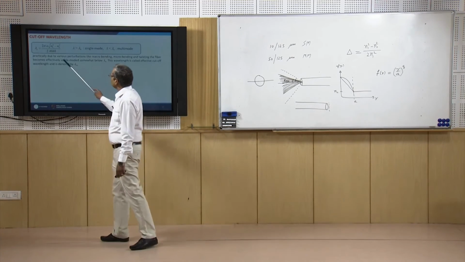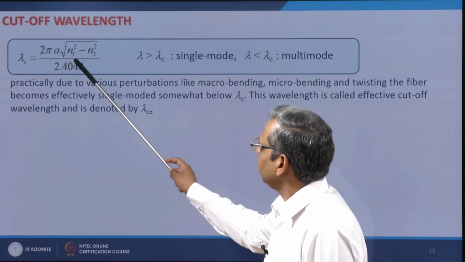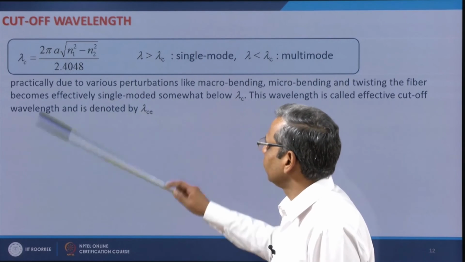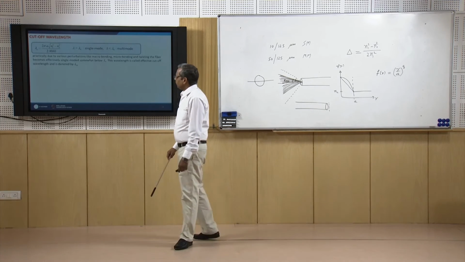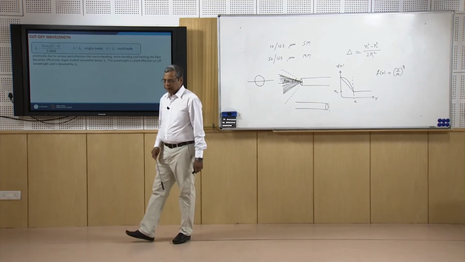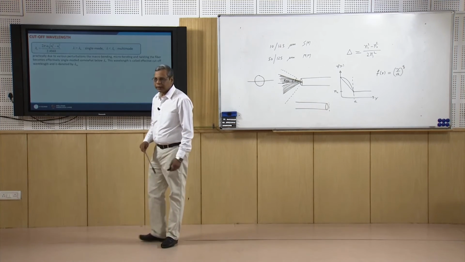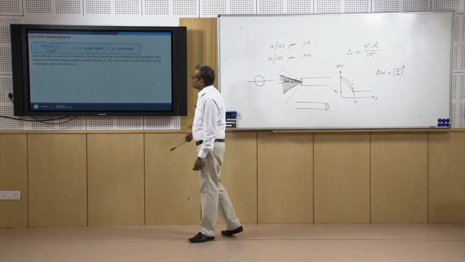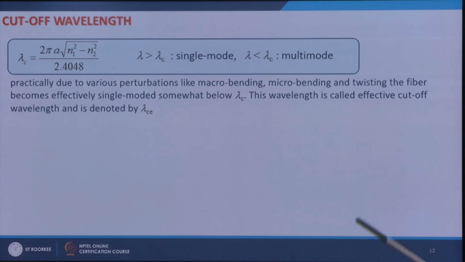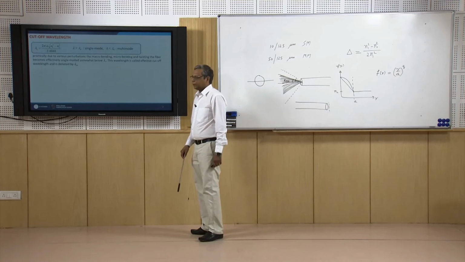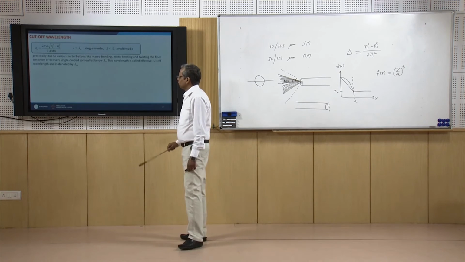And this lambda c is given by this for a step index fiber, it is 2 pi a times square root of n1 square minus n2 square over 2.4048, but this is theoretical. Practically there might be several perturbations, it might be micro bending, macro bending, twisting. So, because of that the fiber effectively becomes single moded somewhat below lambda c, and this wavelength is then called effective cutoff wavelength lambda ce. So, what you can measure is lambda ce and not exactly lambda c, but it is very close.